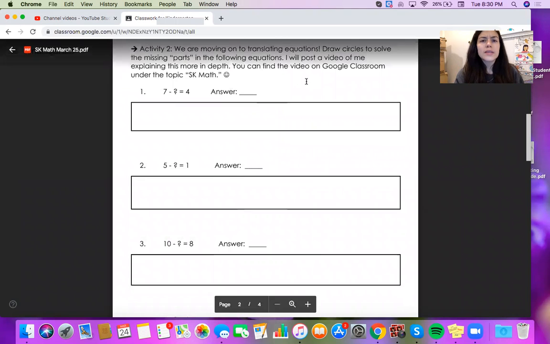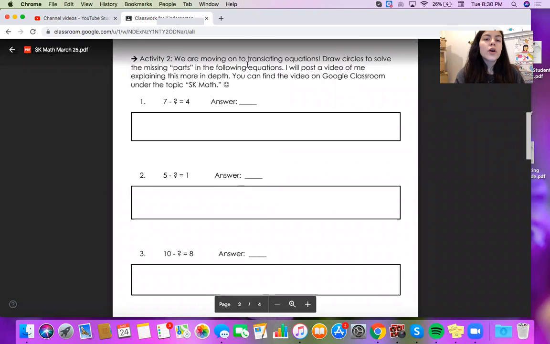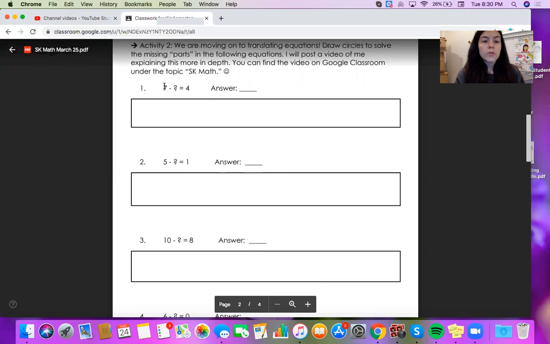So I'll read the instructions. It says, we are moving on to translating equations. Draw circles to solve the missing parts in the equation. I will post a video of me explaining this more in depth. So the first problem we have here is 7 minus blank equals 4.